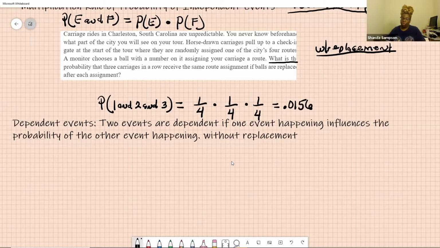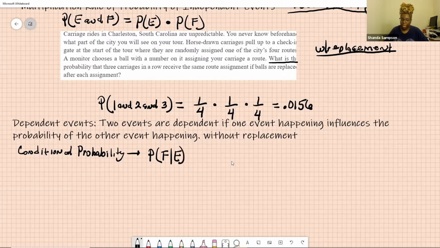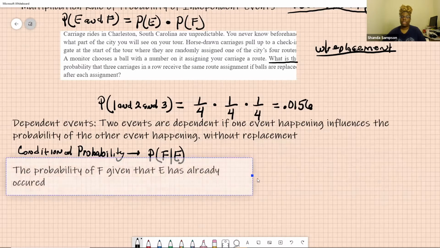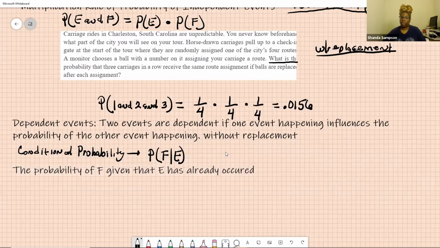And conditional probability, another definition, we call that the probability of F, and this line here is given that. The probability of F given that E has already occurred. That's what that means. So that's how that is read. The probability of F given that E has already occurred. So something has already happened. So now you have a different set of probability.